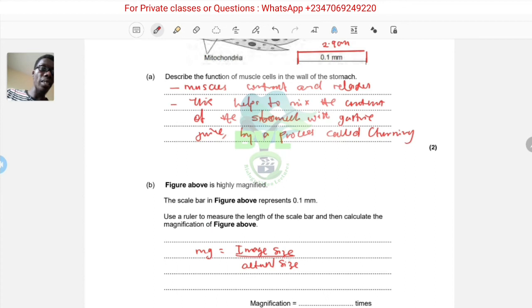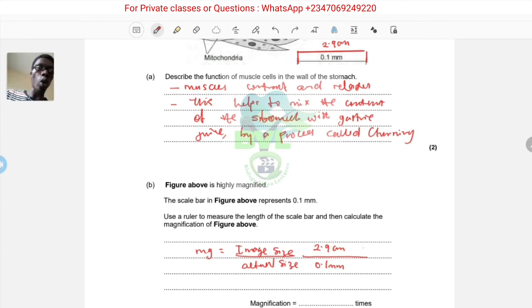Now, in this instance, actual size is 0.1 millimeter. Then the image size, which I just measured using that ruler, is 2.9 centimeter. Now, you can't work with it this way because this is centimeter and this is millimeter. It doesn't work that way. The unit has to be the same.